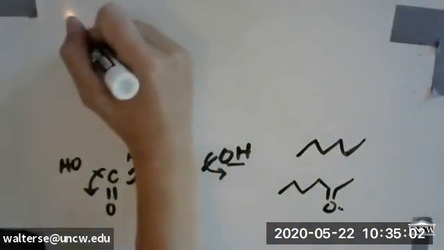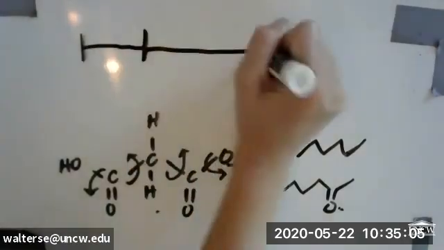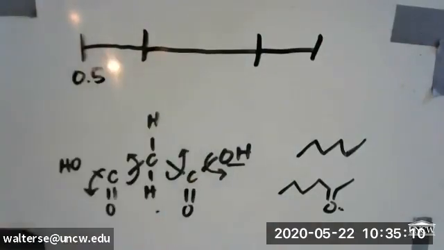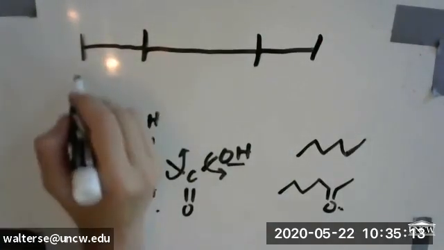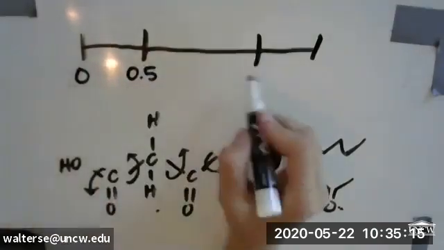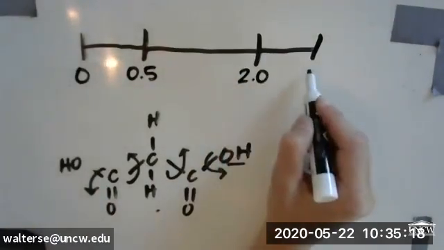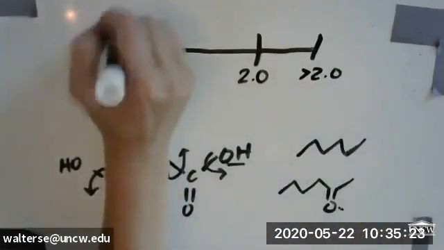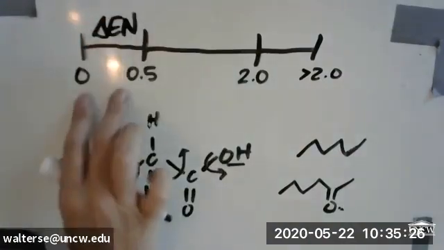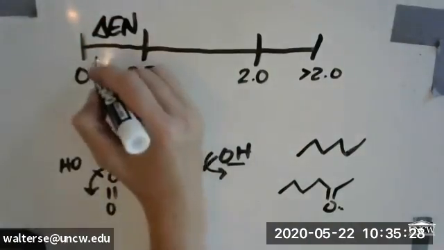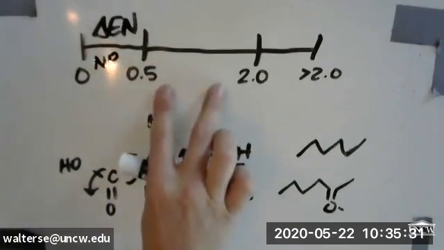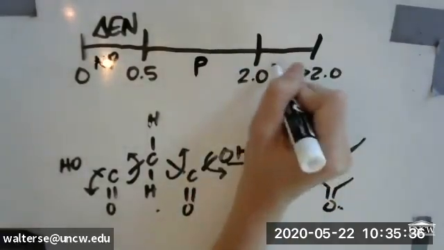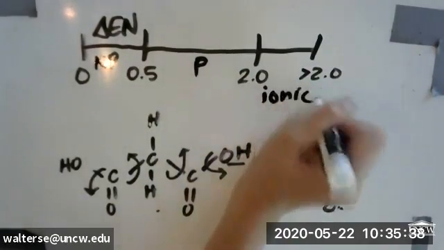So you have a breakdown that looks like this: 0 to 0.5, 0.5 to 2.0, and then greater than 2.0. If the difference in electronegativity between two atoms is between 0 and 0.5, it's considered nonpolar. If the difference is between 0.5 and 2, it's considered polar. If it's greater than 2, the bond is considered ionic.